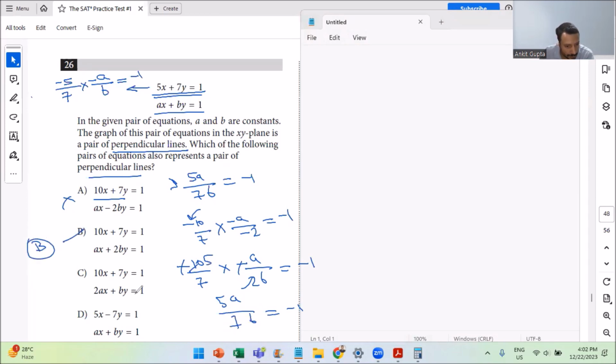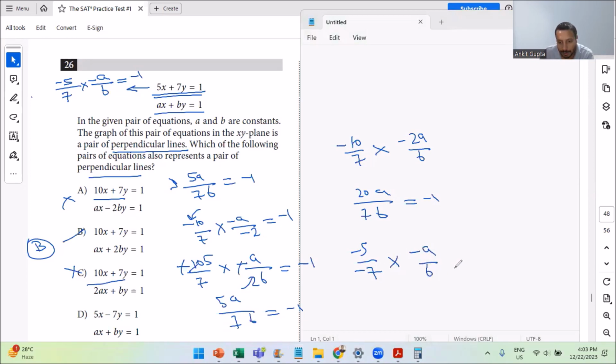I'll still solve the other options for the students. So minus 10 by 7 multiplied by -2a by b. Here it will become 20a by 7b is equal to -1. So this is also not correct. And if we solve this, minus 5 by -7 multiplied by -a by b is equal to -1. Again, we have an extra negative sign here, right? So this is also not correct. So answer will be option number B.